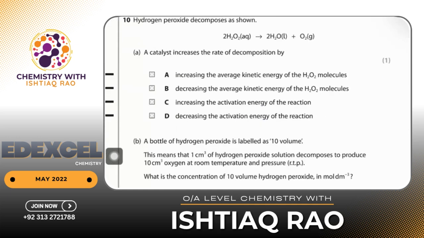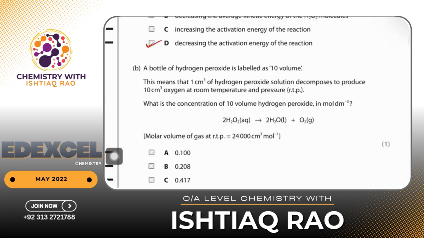Hydrogen peroxide decomposes as shown. A catalyst increases the rate of decomposition by... What the catalyst does is decrease the activation energy. It provides an alternative pathway, and it is not used up. So it decreases the activation energy of the reaction. So D is correct.